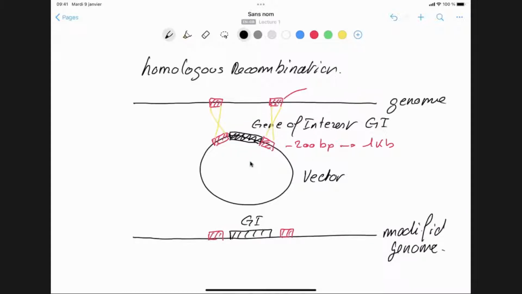Do you understand the idea? Because of the homology between the two sequences, we can swap what is in between from the vector to the genomic DNA. So it's a way to transfer genes, and to transfer them at a specific site. This is what is important for us. So you understand at least the concept?